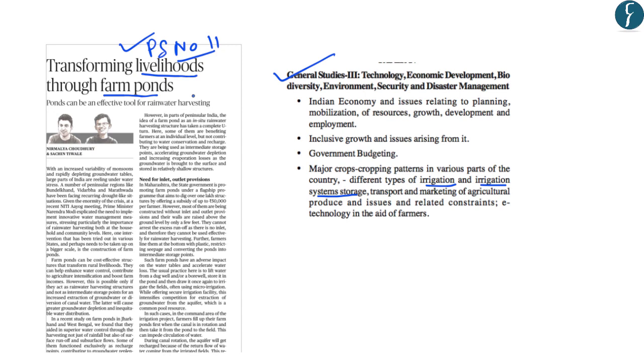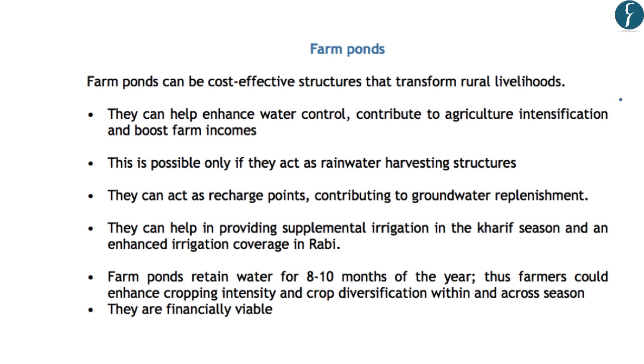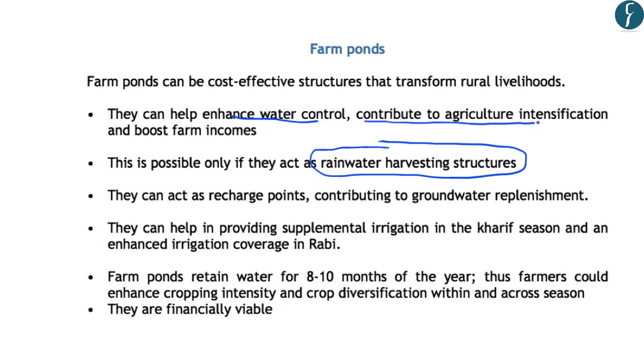And all these water management measures should be based on the importance of rainwater harvesting at the household and community levels. So in this background, let us understand the importance of farm ponds and how they help in improving the groundwater table and how they are effective tools for rainwater harvesting. Now simply, farm ponds are structures constructed on agricultural lands which are wide as compared to wells and shallower in depth. Due to this, they can act as effective rainwater harvesting structures. Further, they help in enhancing water control and contribute to agricultural intensification because of rainwater harvesting. Further, as these farm ponds can act as rainwater harvesting structures, they can act as recharge points for groundwater and can contribute to the replenishment of groundwater or improvement in the groundwater table.